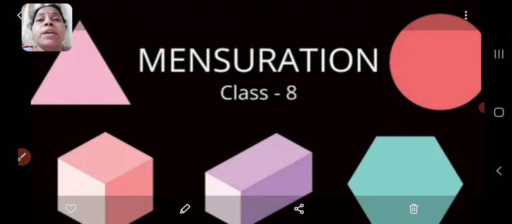My name is Swati Sharma and it's class 8 maths and our chapter is mensuration. In this chapter, we learn how to measure the area and perimeter of any shape. Yesterday we learned about trapezium, quadrilateral, rhombus and any polygon: how to measure the area of any polygon, rhombus and quadrilateral.